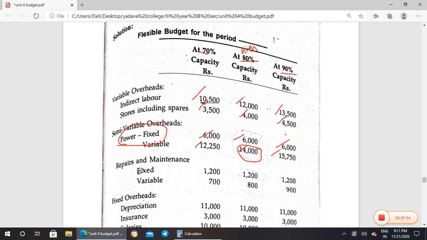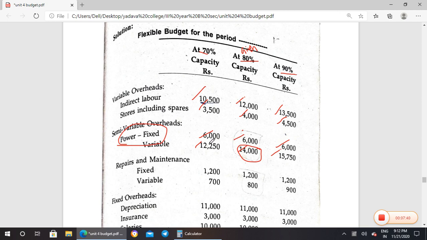Is it clear? So don't make this mistake, because if it is fixed, we have to follow 6,000. 6,000 is a fixed one. When we come to the variable, we cannot take it like that. So when we do 20 minus 6, we will be getting 14,000. As in the usual method, the procedure we followed for the previous variable overheads should be followed for the semi-variable's variable part, not for the fixed. So again I'll repeat it.